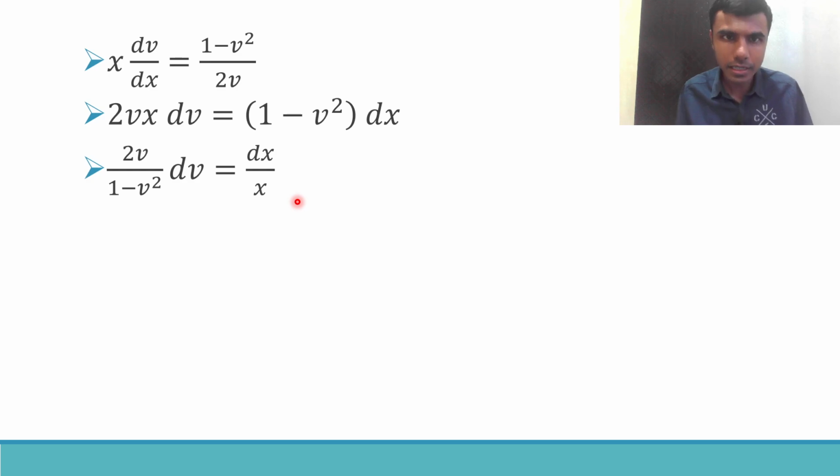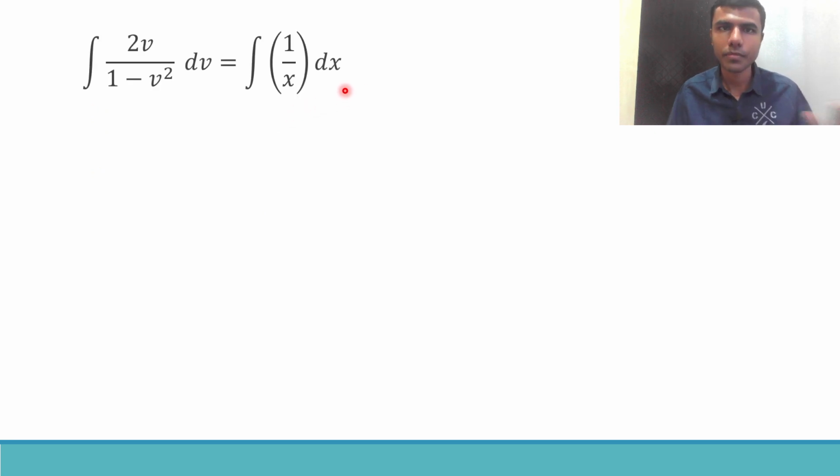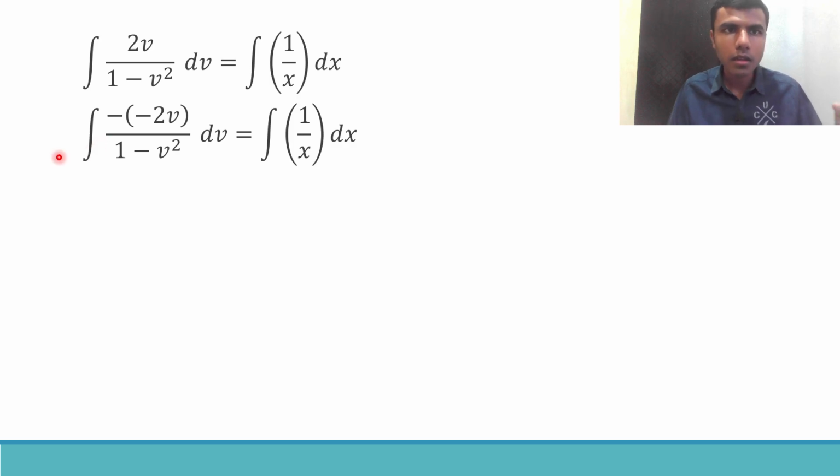I hope things are clear up till now. Fine, chalo. Now we can just integrate both sides. This is what I have. Now this 2v, I'm going to write it as minus of minus 2v. This is nothing but 2v.